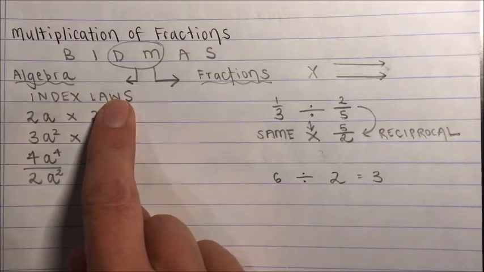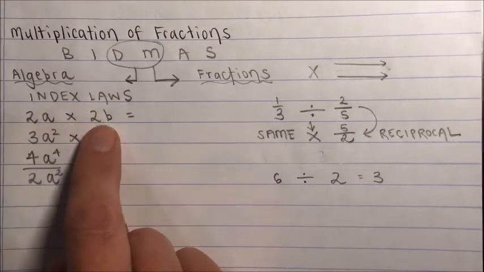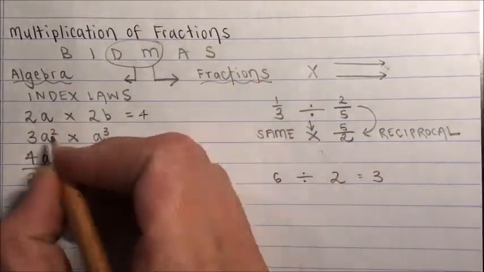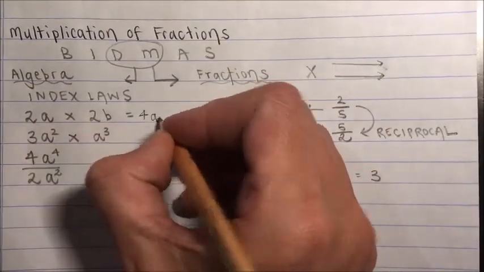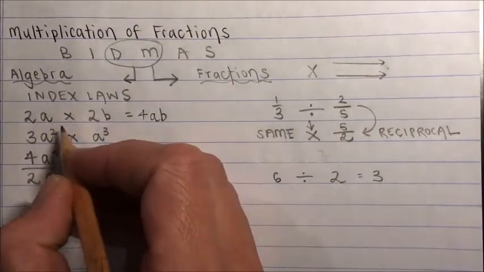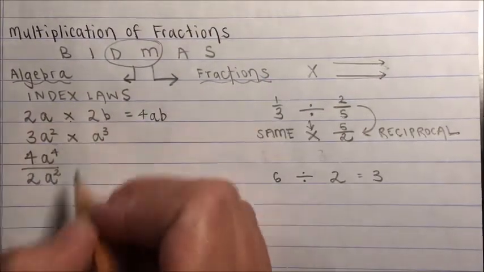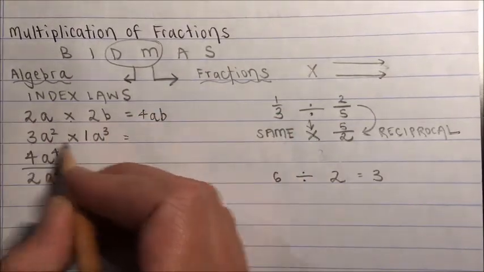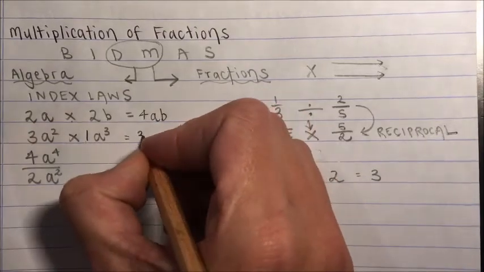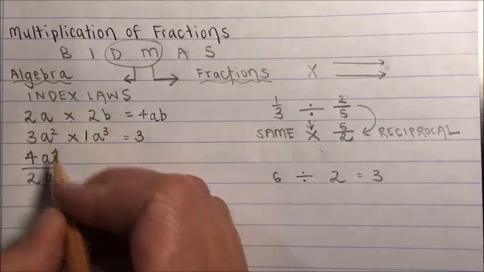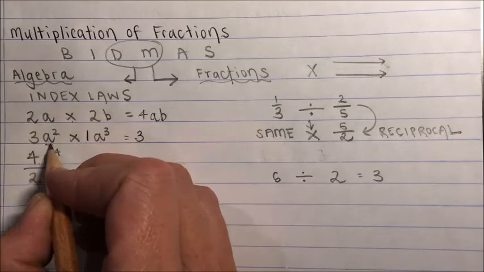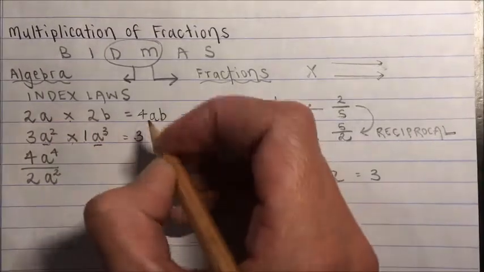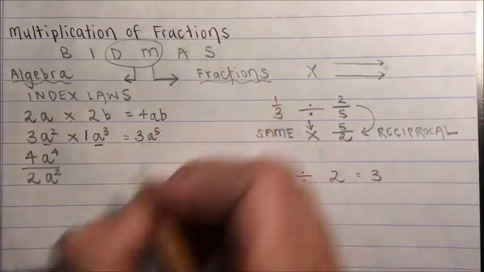It had index laws. So if we remember 2a times 2b, we're allowed to multiply the coefficients together and then multiply the variables together. 4ab, because it's multiplication. Something like this, we know there's an invisible 1 here. So again, multiply our coefficients together. 3 times 1 is 3. And then we have a squared and a cubed. Same base, so we're allowed to add the indexes because we're multiplying. 3, a to the power of 5.